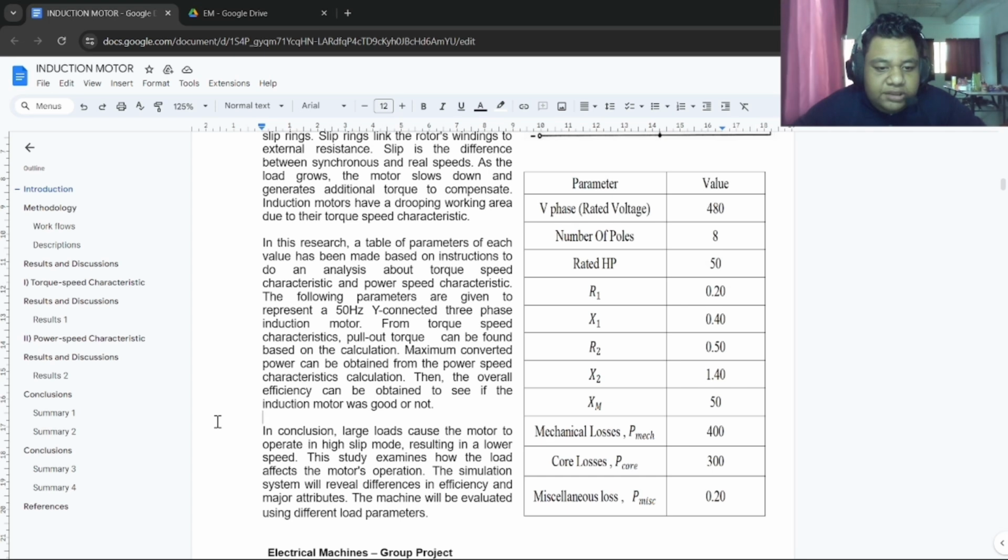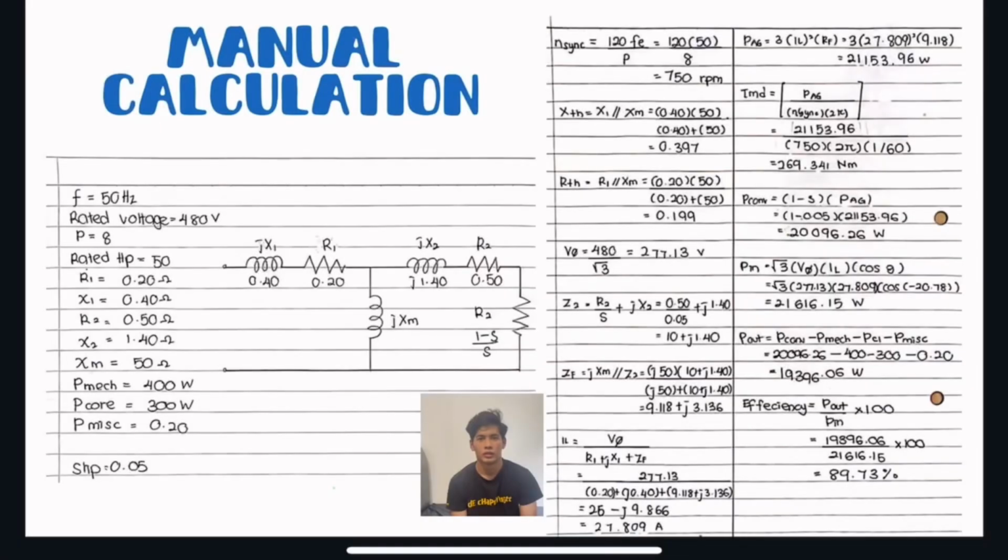In conclusion, the large load caused the motor to operate in high slip mode, resulting in lower speed. This study examined how the load affected motor operation. The simulation system will reveal differences in efficiency and major attributes. The machine will be evaluated using different load parameters.